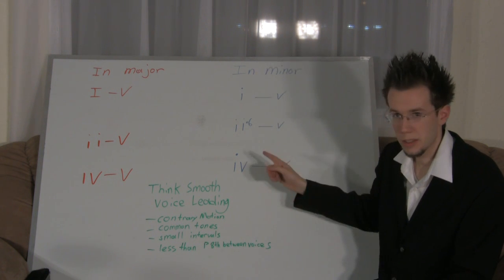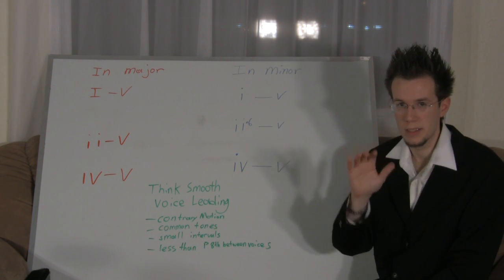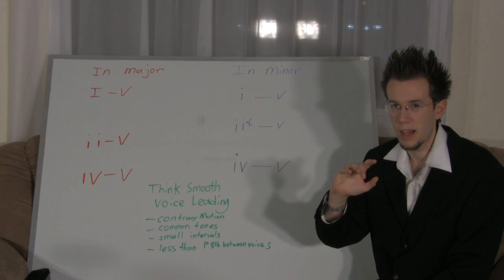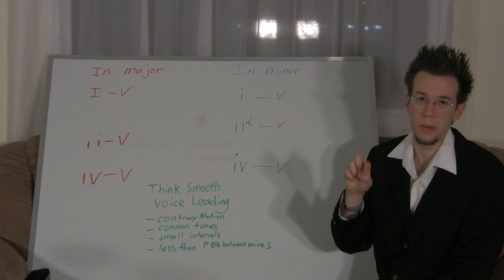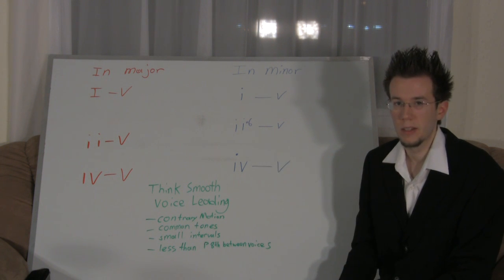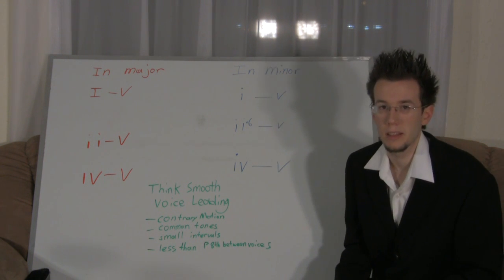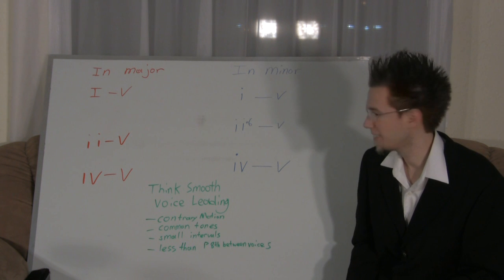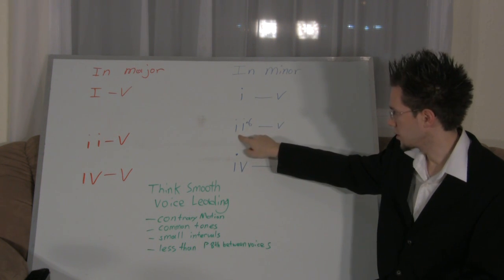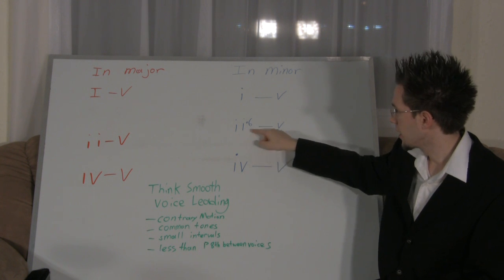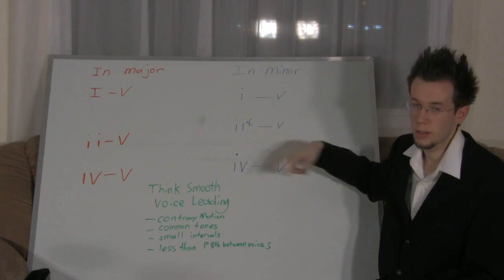So why it's a diminished chord, by the way, is because it's D, F, A flat. From D to F is a minor third, and from F to A flat is a minor third. So when you have 2 minor thirds in a triad, that's a diminished triad. So that's why it's diminished 6. So it's D, F, A flat, and it's in first inversion.